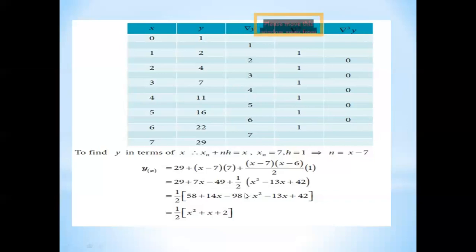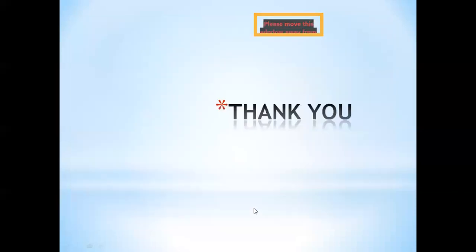So again we are going to take the LCM. Taking 1/2, I will get 58 + 14x - 98 + x² - 13x + 42. Then I will get the polynomial f(x), or y(x), equal to 1/2 into (x² + x + 2). Thank you.